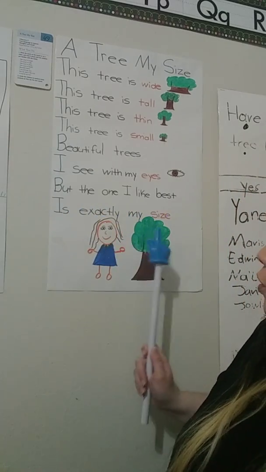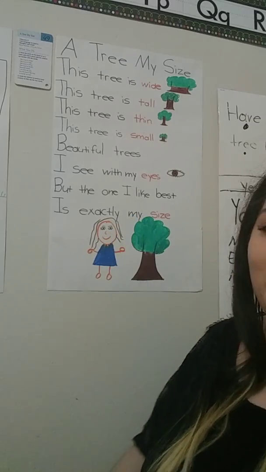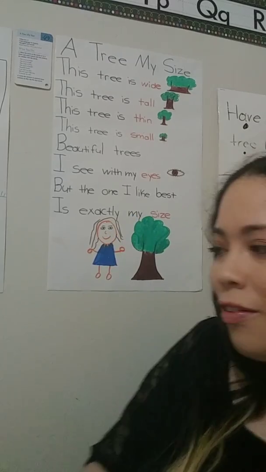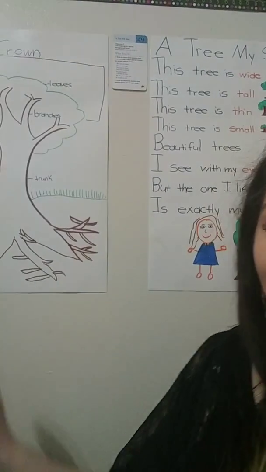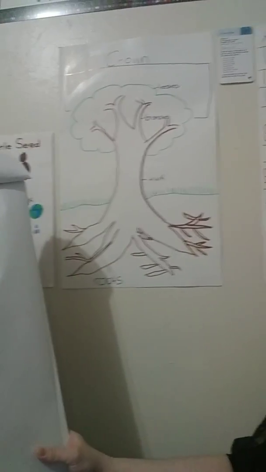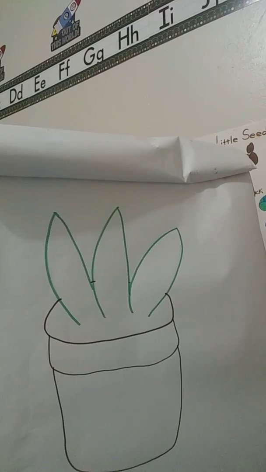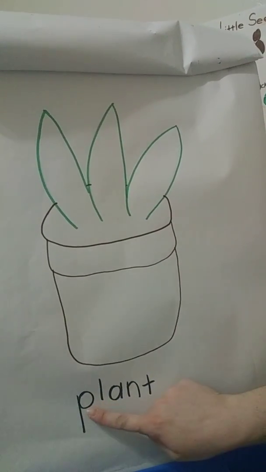See the picture of the girl and the tree? They are the same size. All right. Now, we're going to look at a picture of a plant, okay? Let's see if you can see it. Sorry for that. Okay. I wrote down the word. I wrote plant. Right here, plant.